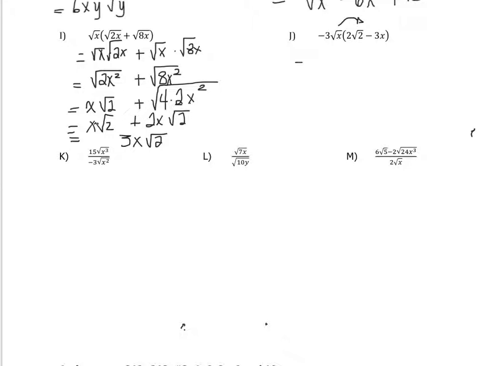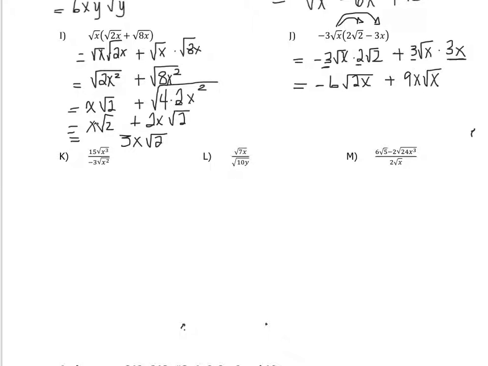The next one would be negative 3 root x gets multiplied by the 2 root 2. And then the negative 3 root x gets multiplied by the negative 3x, so that's going to become a positive 3 root x times 3x. And again, you multiply the numbers out front, so that'll be negative 6. And you multiply the radicals by each other, so that's going to be 2x. Plus the numbers out front, well, there's no radical with the second one, so that would be 9x root x. And you can't really put those together because root 2x and root x are not like radicals.